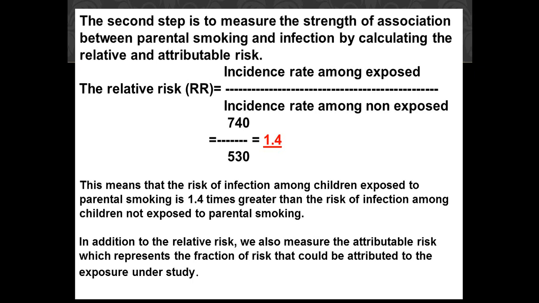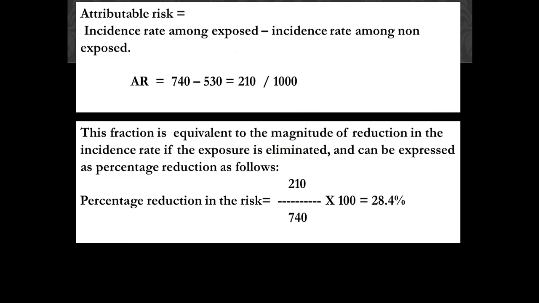So in addition to the relative risk, we also measure the attributable risk, which represents the fraction of risk that could be attributed to exposure. How many times the exposure increased the incidence rate of the disease among them. So attributable risk is calculated from the incidence rate among exposed minus the incidence rate among the non-exposed, and it was here 210 among 1000.